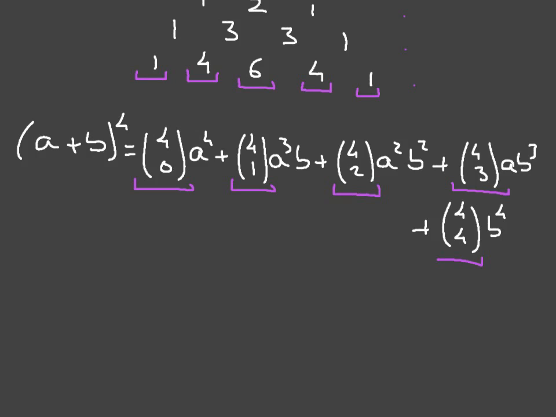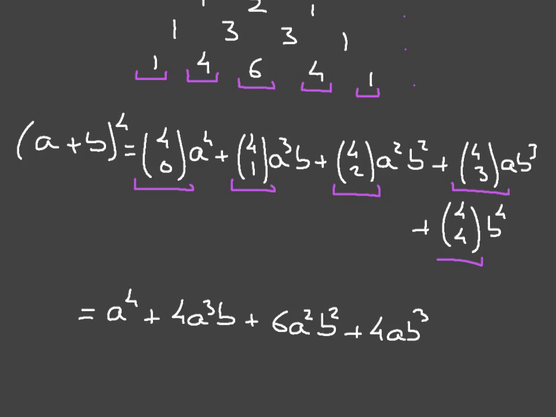So I can go ahead and say that this is equal to 1 times a to the power of 4, so that's just a to the power of 4, plus 4 times a cubed b, plus 6 times a squared b squared, plus 4a times b cubed, plus 1 times b to the power of 4, so that's just b to the power of 4. And there we have it.